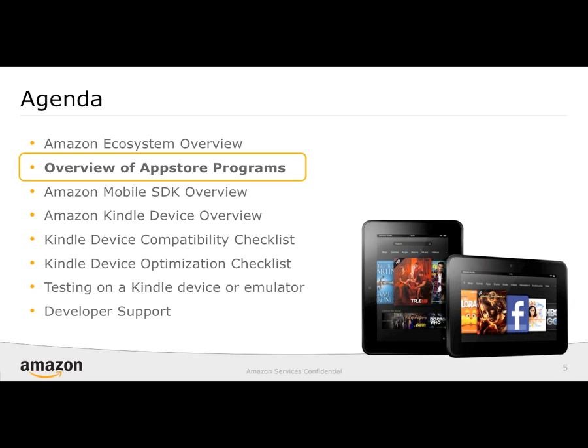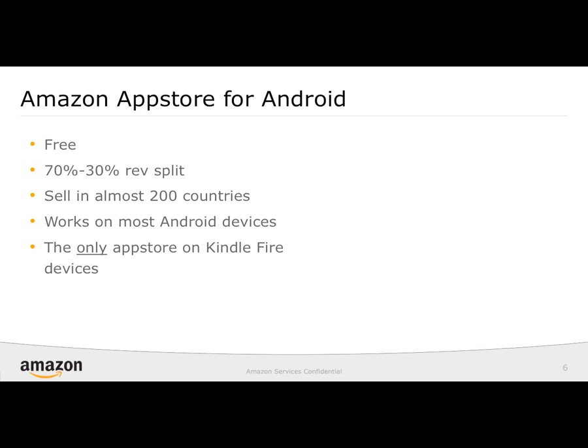Next is an overview of those great App Store programs you saw on the previous slide. First, the Amazon App Store for Android. It's free. You can go ahead and sign up now at no cost. You get the same 70-30% revenue split that you get from other app stores as well. When you sign up, you can get access to almost 200 countries for your market, and we can work on almost all Android devices. The neat thing about the Amazon App Store is it's also the only app store available on Kindle Fire devices.